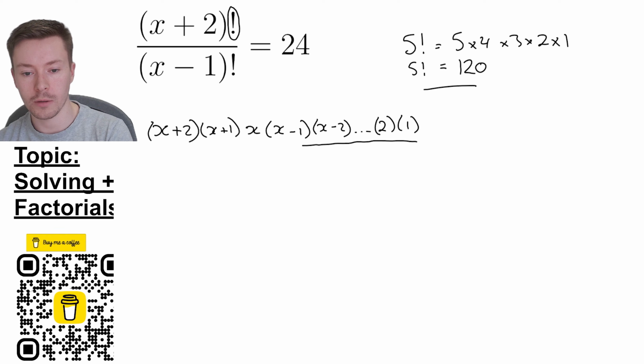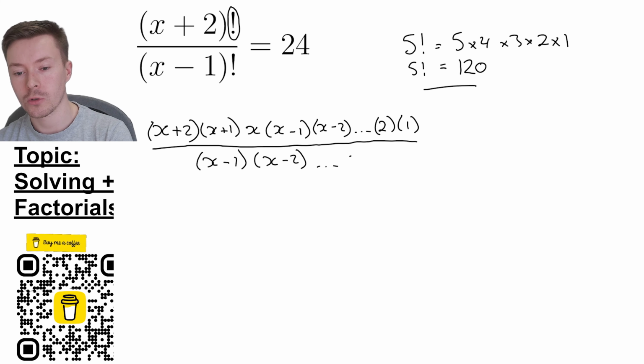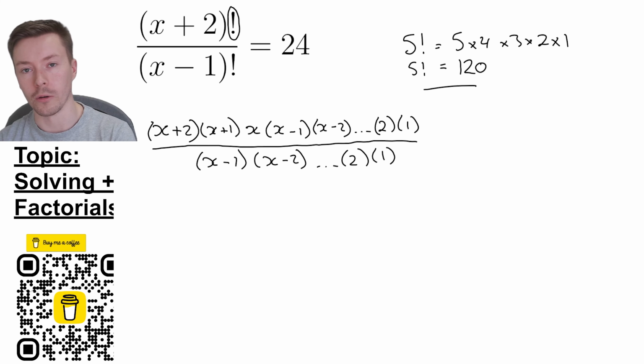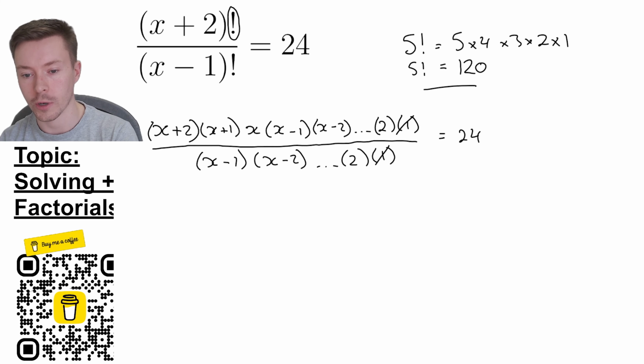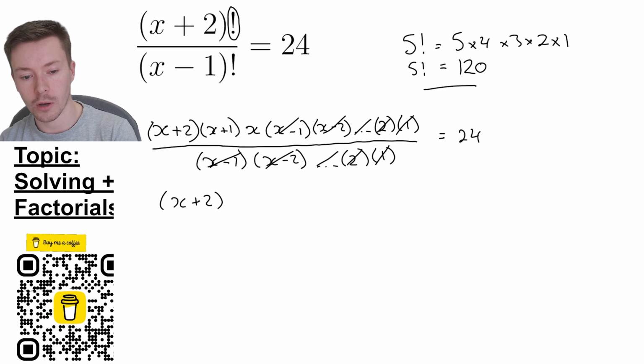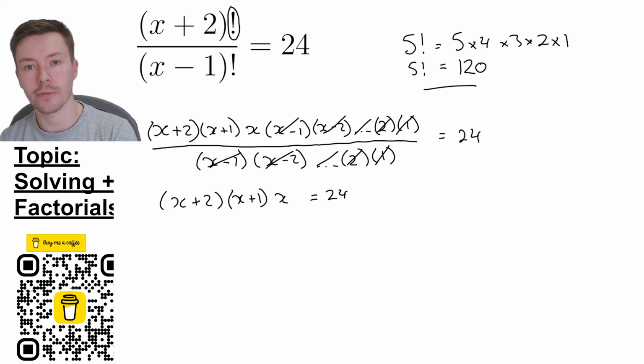And that's all divided by x minus 1, multiplied by x minus 2, all the way down until we get to 2 times 1. Now, that's still equal to 24, and hopefully you've noticed the 1 on the top will cancel out with the 1 on the bottom, so will the 2, so will all the numbers in between up to x minus 2. x minus 2 will cancel, x minus 1 will cancel, and so we get left with x plus 2 times x plus 1 times x is 24.